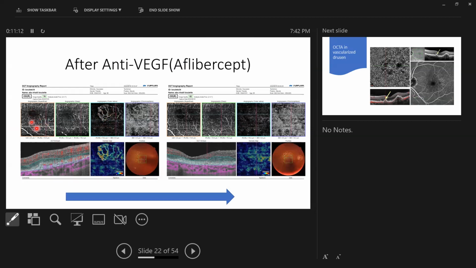This is the superficial capillary plexus. This is the deep capillary plexus, okay? And this is the choroid. This is, we will take it later on. This image is usually taken at the level of the RPE, and shows very nicely the macular neovascularization. And you can see here the disappearance of the macular neovascularization after the treatment.